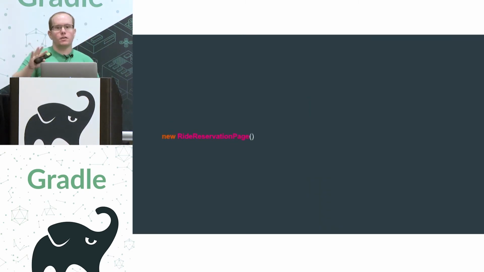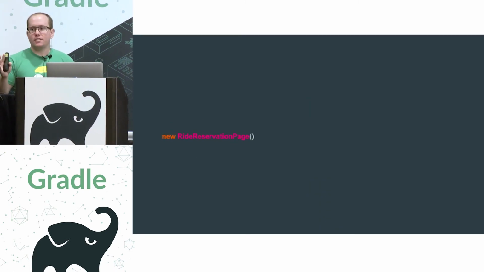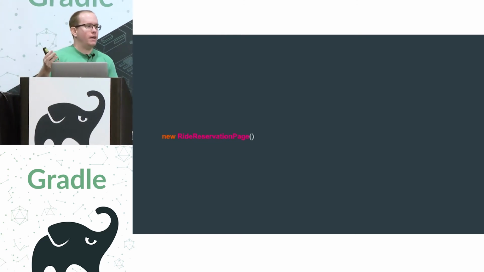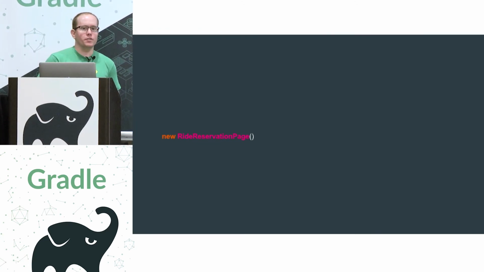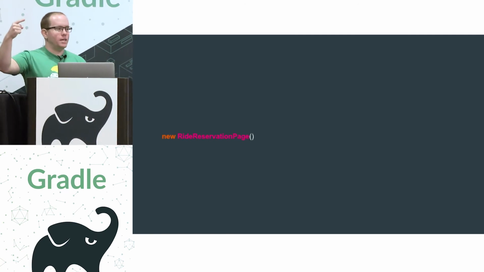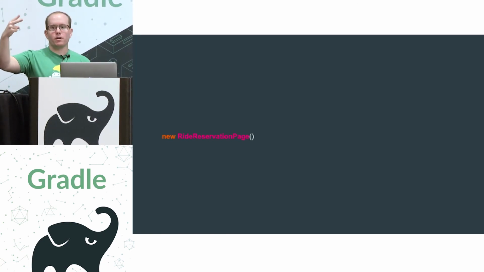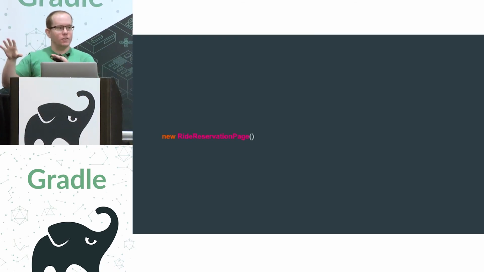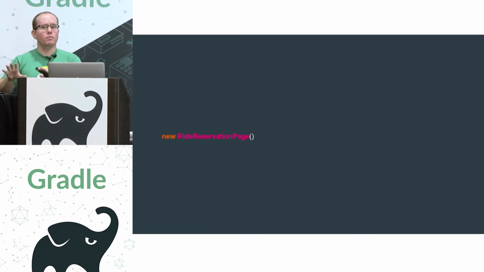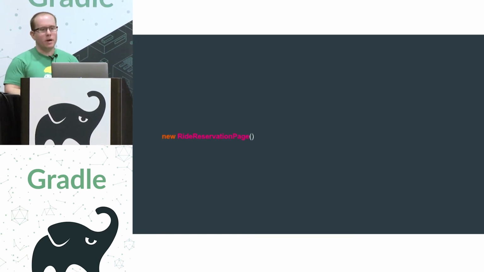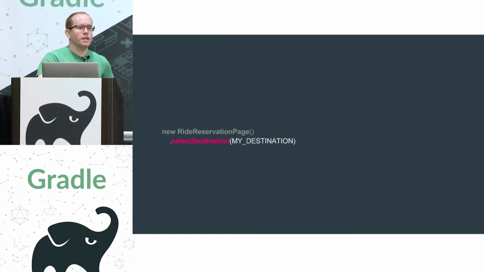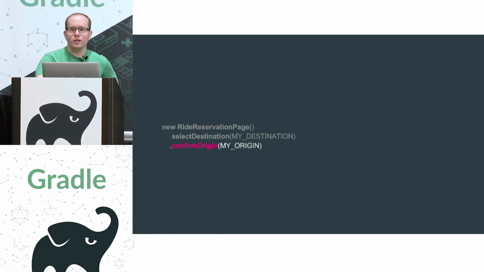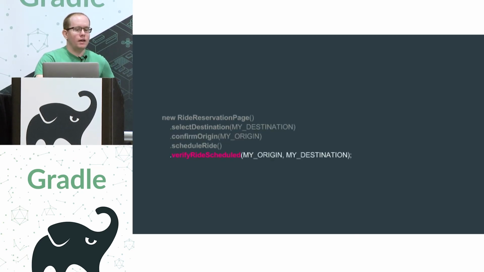So let's say we're on the QA team and someone's asked us to validate the behavior to schedule a ride. What might we do? We might go choose a destination. We might confirm our origin, schedule the ride, and then make sure it says the ride is scheduled. So if we're going to work in the domain of the problem, what might our test look like? It might look like a page object where you select your destination and you confirm your origin and you schedule your ride and you verify that the ride is scheduled.